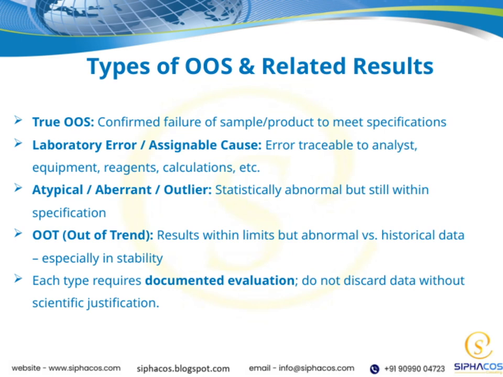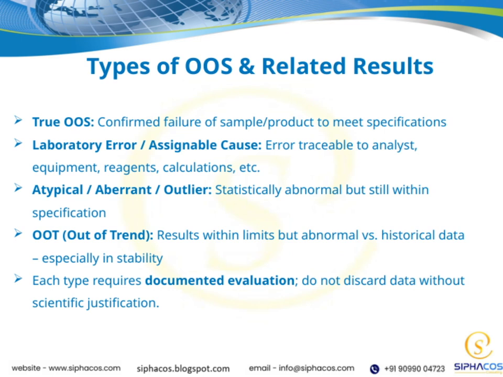Then there's the atypical, aberrant, or outlier result. These are statistical anomalies, values that are unusual but still fall within the official specifications. They don't necessarily mean there's a failure, but they do warrant attention and further investigation.